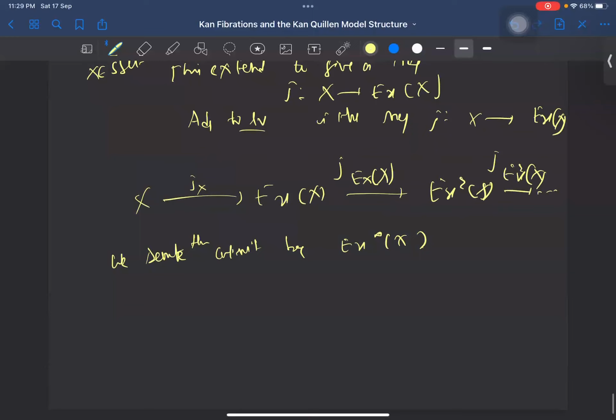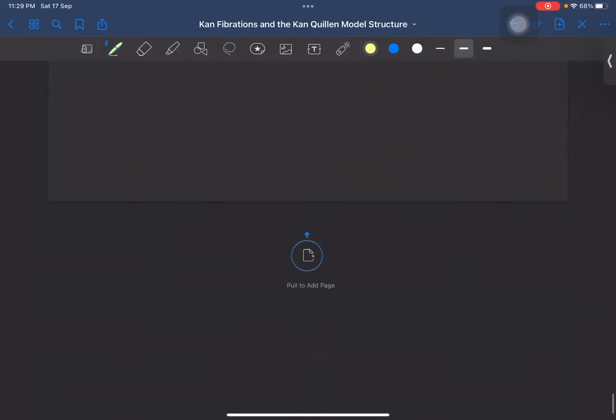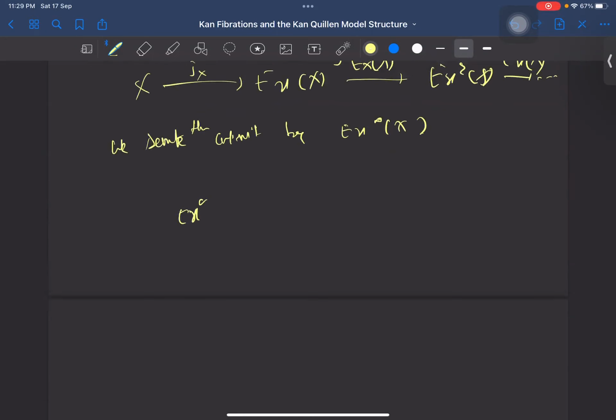I'll state a few things, but we won't give a proof. I was thinking of proving this, but I don't have time. So X infinity is a Kan complex for any simplicial set X. I won't give a proof again.